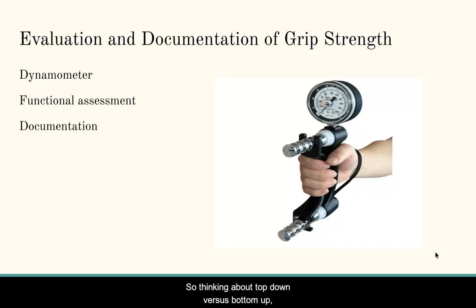So thinking about top down versus bottom up. Top down, using occupation to assess grip. Bottom up, using the actual dynamometer as the component to testing grip strength. And as you do your documentation, you want to clearly document what the dynamometer says, and if it is in or out of range. But you also want to pair that with function.